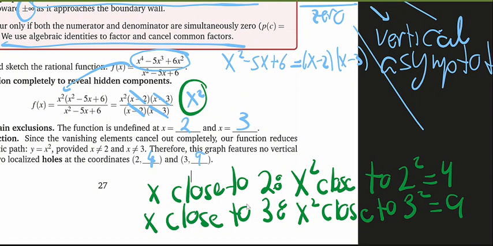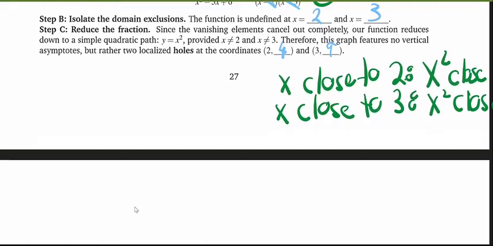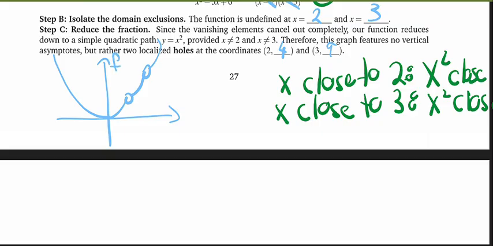So this graph is going to look an awful lot like this. Like this, and this, right. So this is going to be the f of x in the example. And this is x. This is going to be 2, and this is going to be 3. This is what we mean by holes.